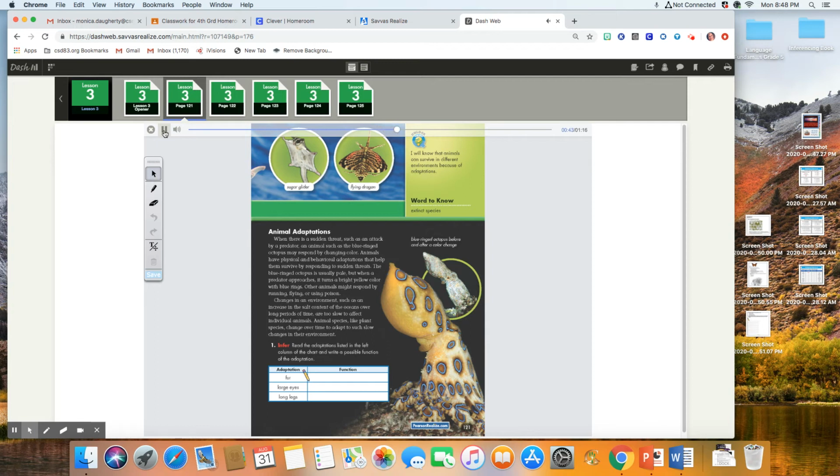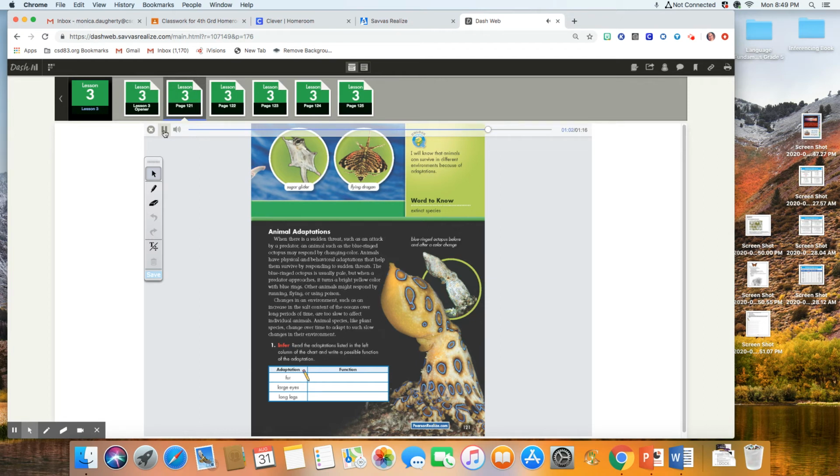Changes in an environment, such as an increase in the salt content of the oceans over long periods of time, are too slow to affect individual animals. Animal species, like plant species, change over time to adapt to such slow changes in their environment. Blue-ringed octopus before and after a color change.